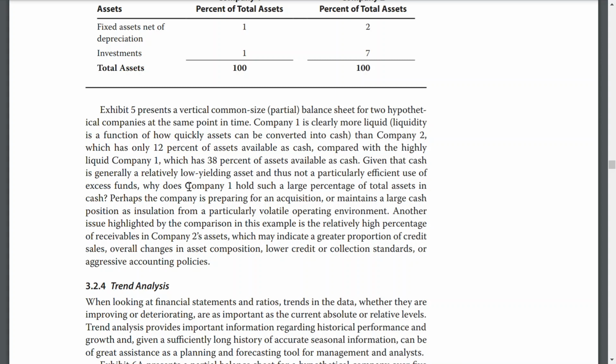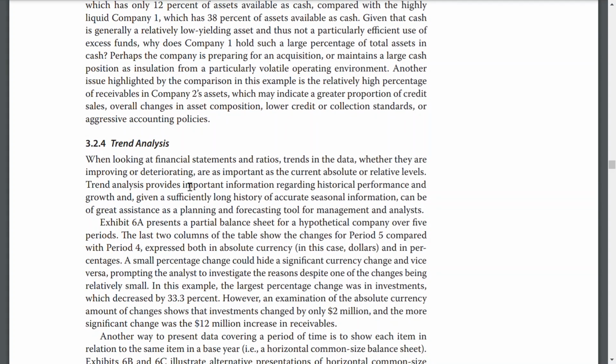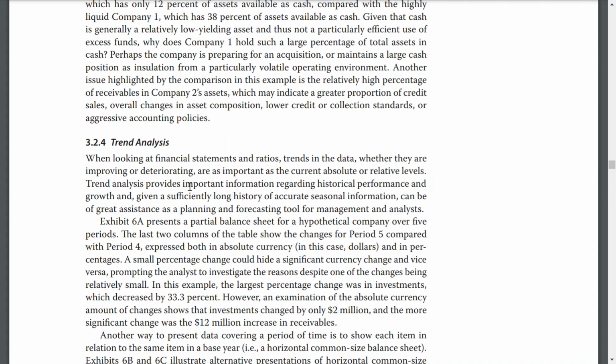Perhaps the company is preparing for an acquisition or maintains a large cash position as insulation from a particularly volatile operating environment. Another issue highlighted by the comparison is the relatively high percentage of receivables in Company 2's assets, which may indicate a greater proportion of credit sales, overall changes in asset composition, lower credit or collection standards, or aggressive accounting policies.